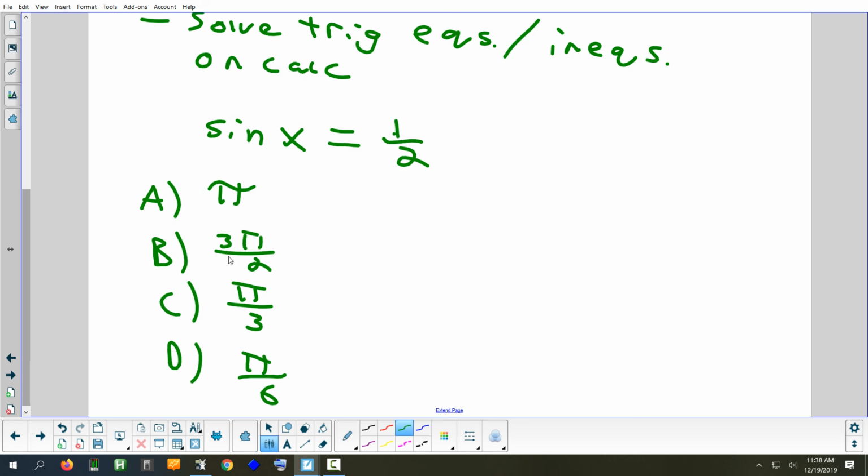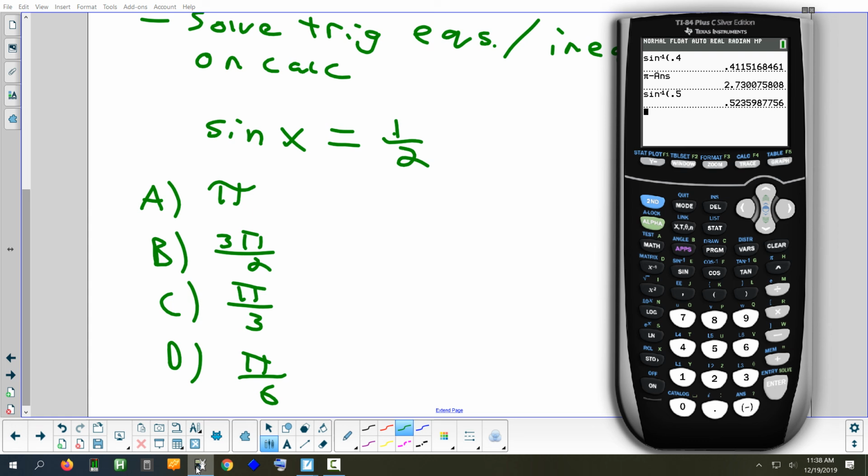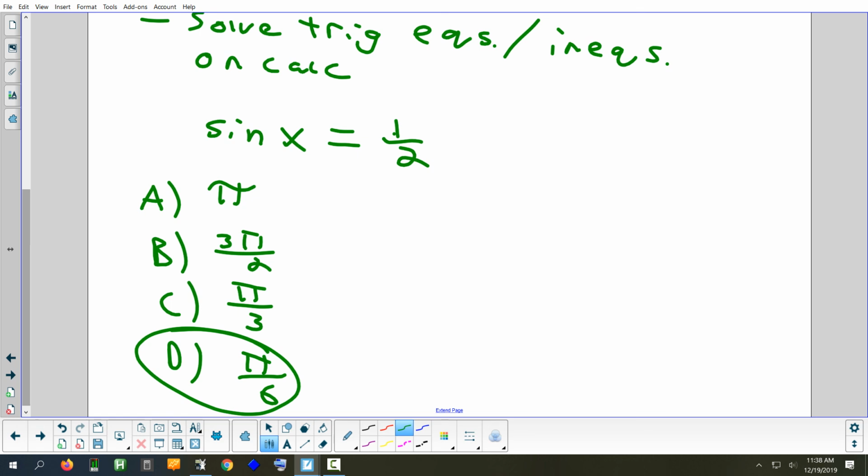3 pi over 2 is 4.71. Pi divided by 3, well, pi is almost 3. If you take 3 and divide by 3, you basically get 1. So that's a little bigger than 1. But if you take pi and divide by 6, you get 0.5235. So that's the one it was. So you may have to take an answer that's written as a fraction with pi and change it to a decimal.